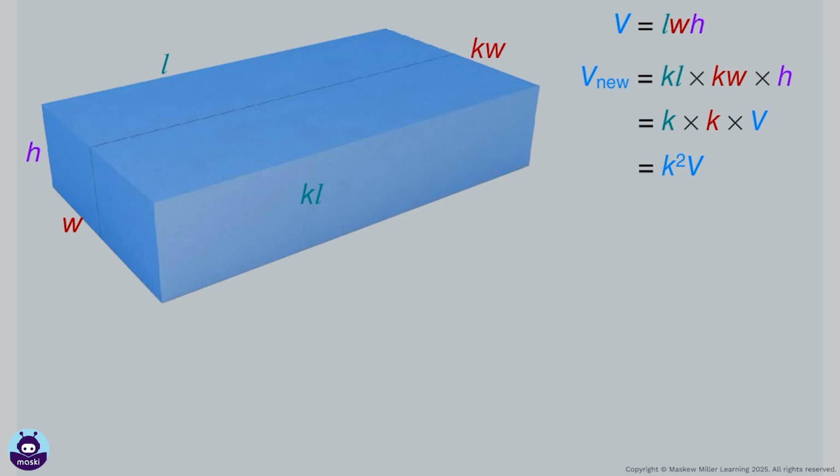Note again that the effect is the same, whether the length and the width are multiplied by k, or the length and the height are multiplied by k, or the width and the height are multiplied by k. If we multiply any two dimensions by a constant factor k, the volume is multiplied by a factor of k squared. What happens if we extend this to all 3 dimensions? If we multiply all 3 dimensions by a constant factor k, the volume will be multiplied by k cubed. Try this out on your own.